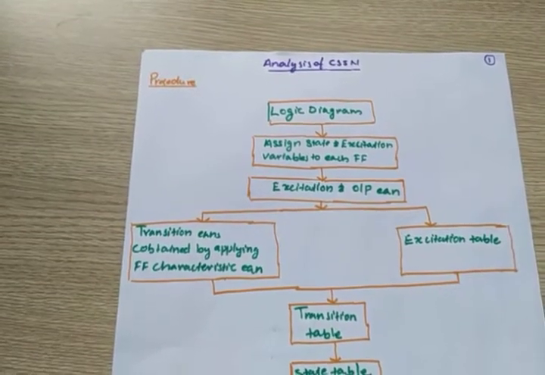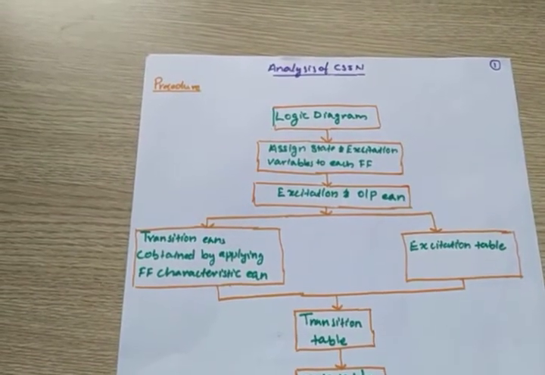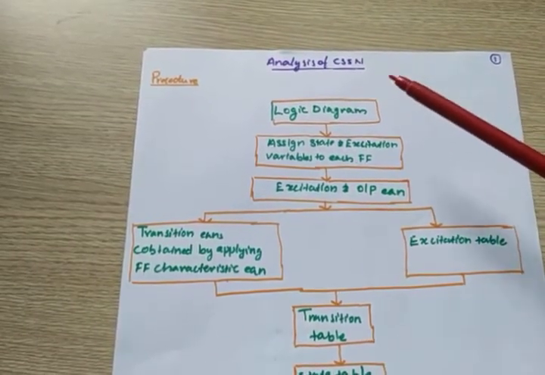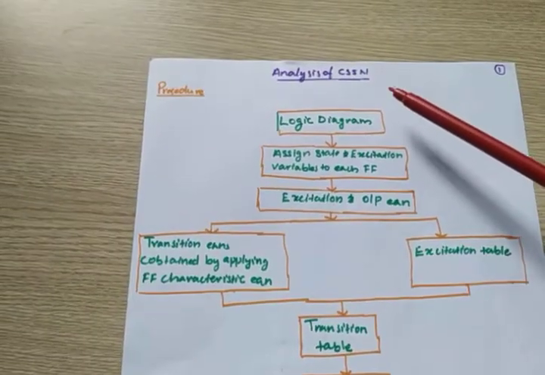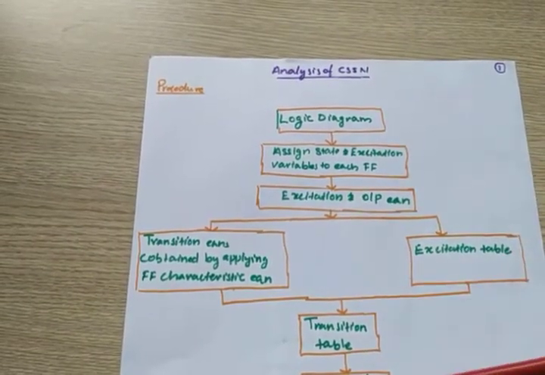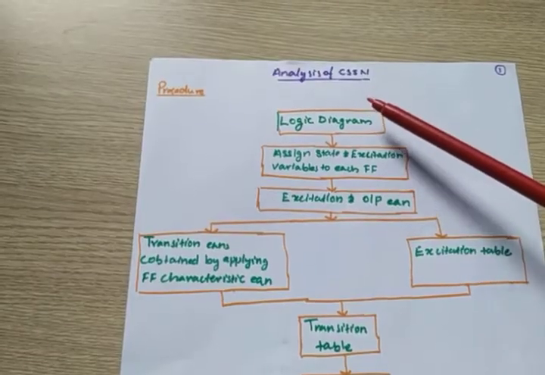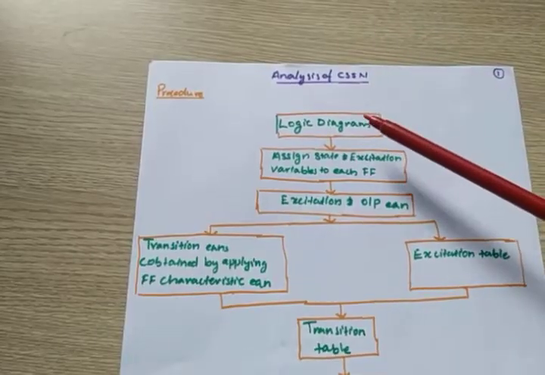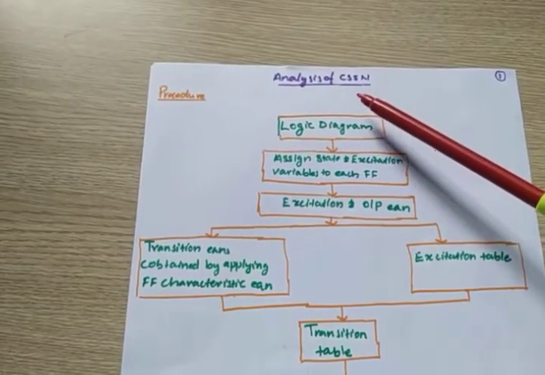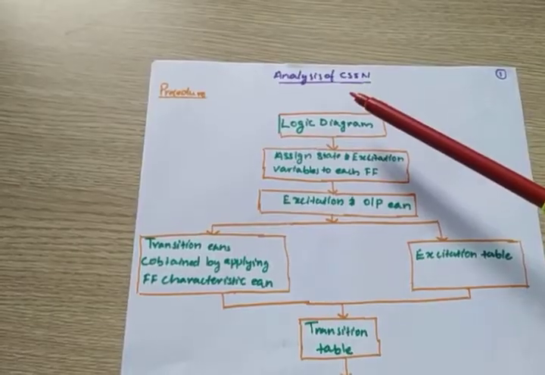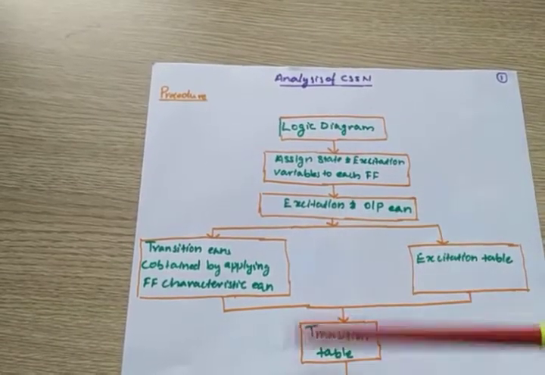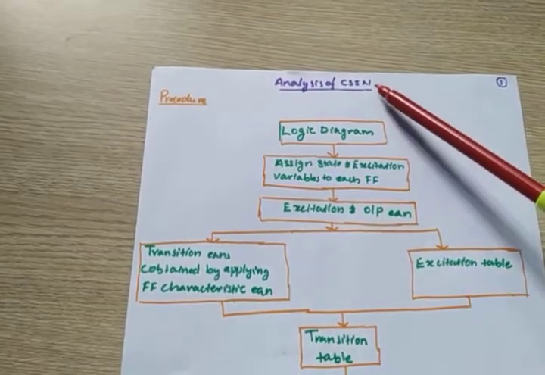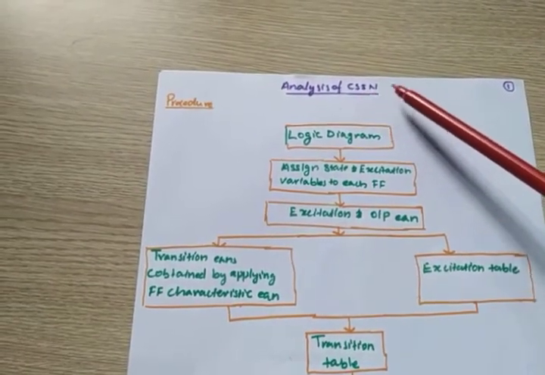So today's lecture we will discuss analysis of clocked synchronous sequential network. This is the general structure of our analysis procedure of a clocked synchronous sequential network. For this analysis we have to follow a procedure, and I have drawn that procedure in a tabular column. These are the steps you have to follow to analyze a clocked synchronous sequential network.